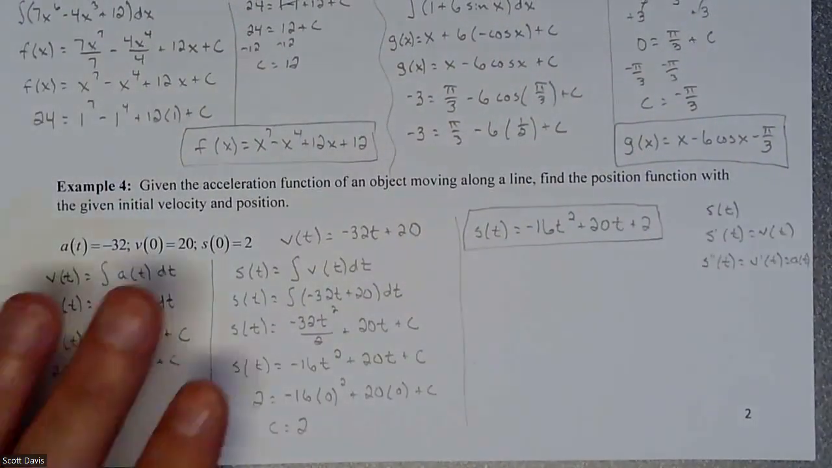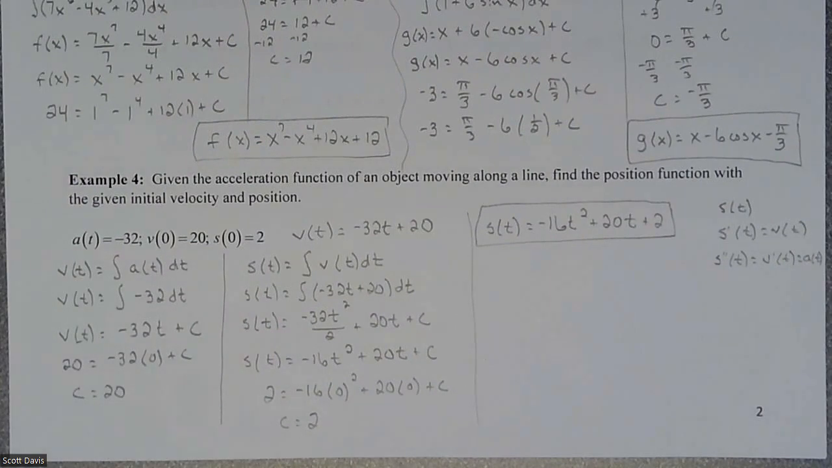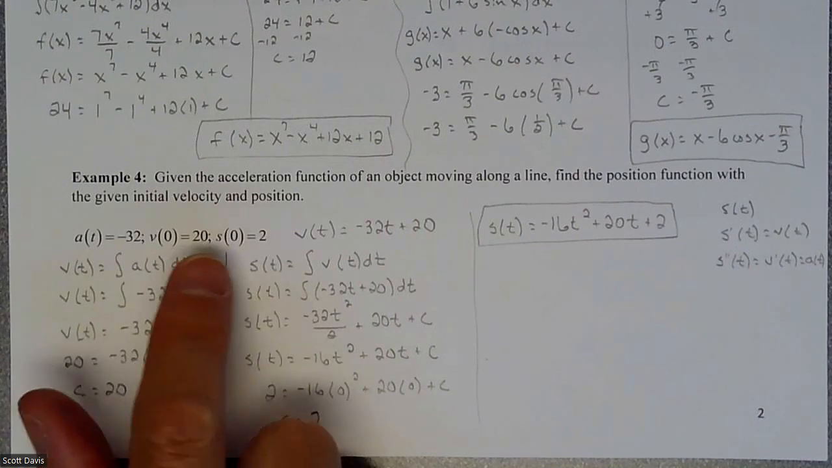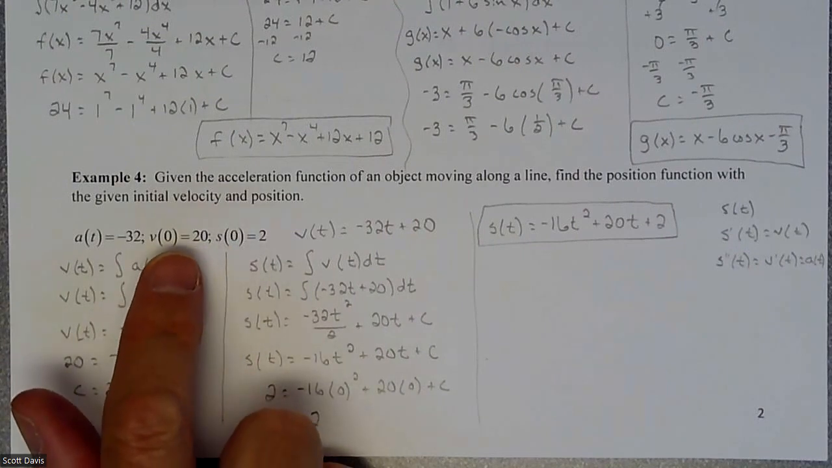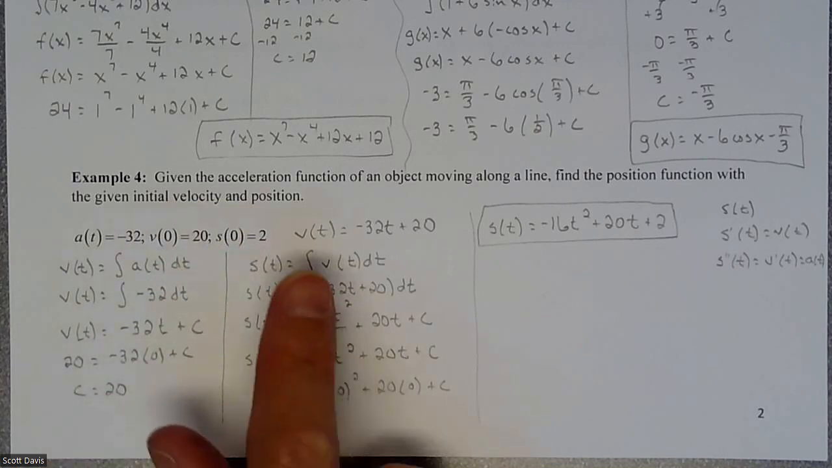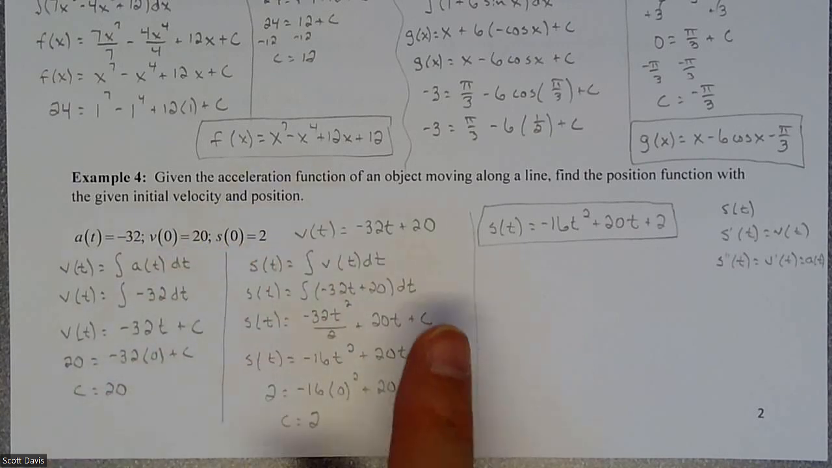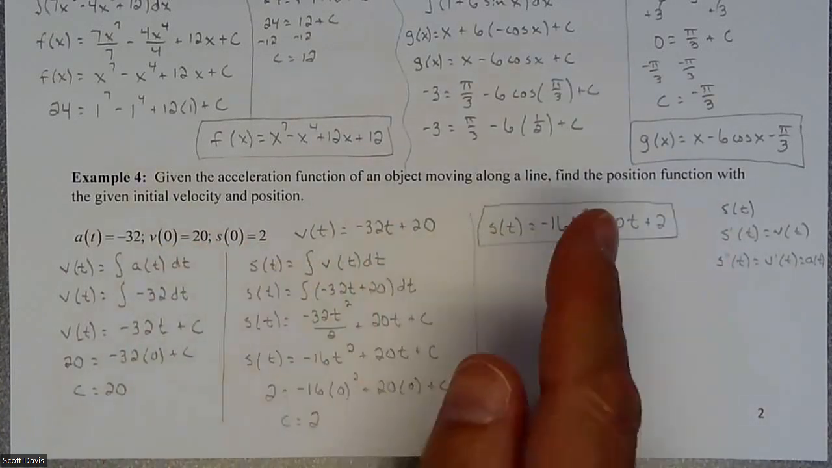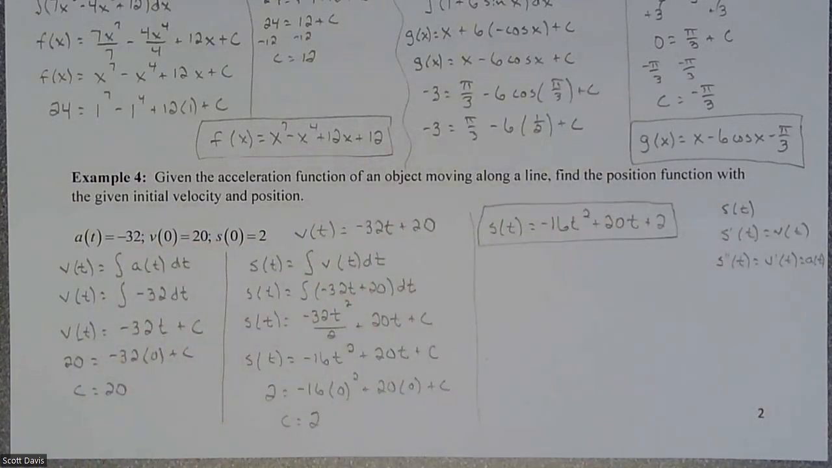All right, and that is how we have an acceleration function, and we have some other information about some sort of a velocity at a particular time and some sort of position at a particular time. We'll do the antiderivative to get to the velocity. We'll do the antiderivative to get to the position. And then along the way, we're plugging in this information to figure out the more specifics to our equation.